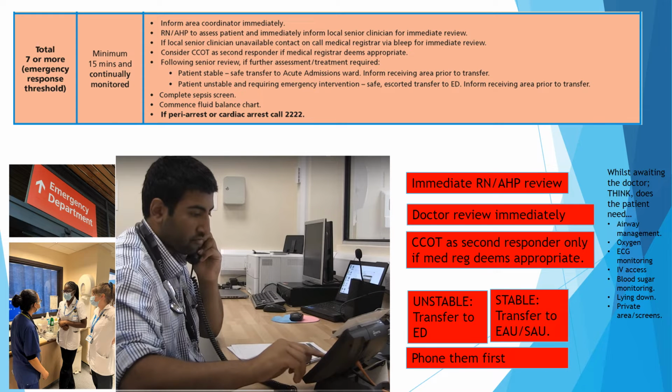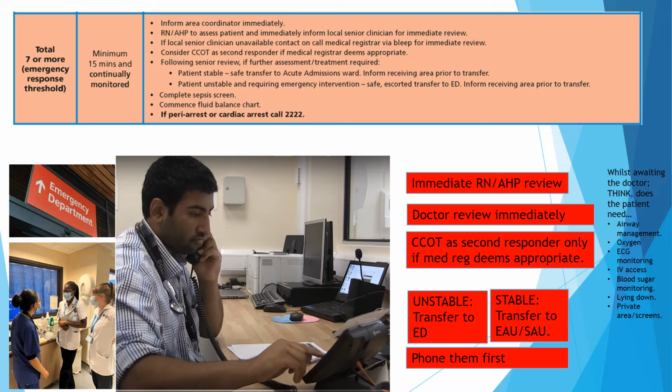Patients that have a NEWS score of 7 or more, then their observation frequency will be a minimum of 15 minutes, and they should also be continuously monitored. This means that they have their machine with them that takes their observations. They should have the saturation probe attached, the blood pressure cuff attached, and they should have a member of staff with them at all times.